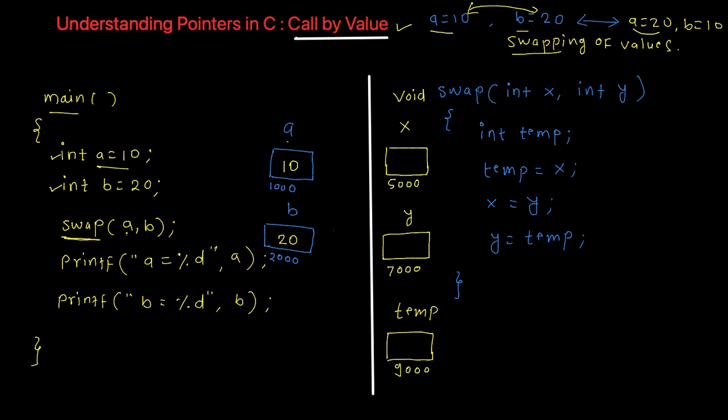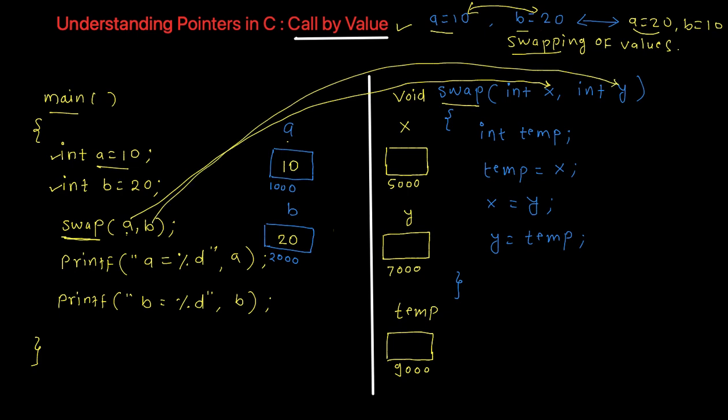So let's see swap now. Here we have swap. When we execute this call, the value of a will be passed to x, and the value of b will be passed to y. That means this 10 will be passed to x. This is x, which is declared in swap, and y is here. In fact, what happens in memory is that 10 will be copied into x, and this 20 will be copied into y. That's what happens with this call.